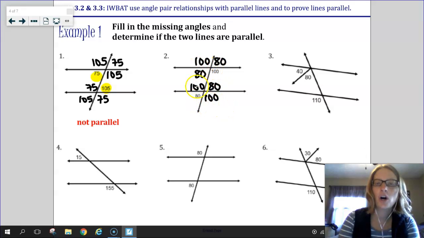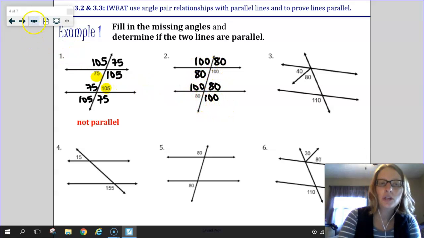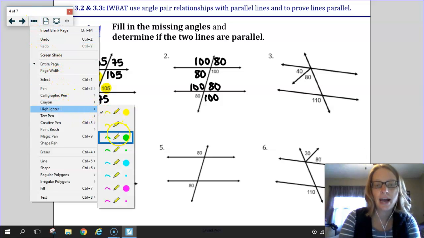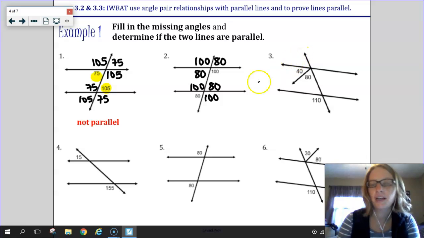Again, now that you have all 8 angles filled in, you can use any of your different angle pair relationships. So you might not use the one that I'm using to prove it. I'm going to try and use a different one for each example so you can see a bunch of different examples. Let's take a look at maybe the same side interior. So same side of the line inside of the two given lines.